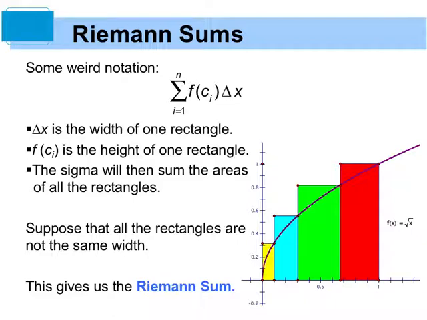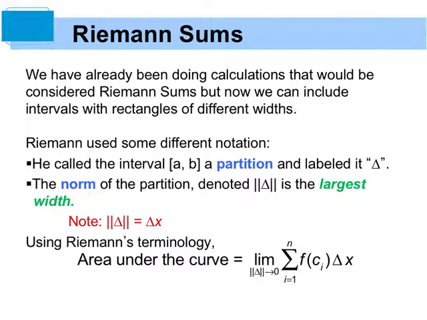Let's use circles. Okay, now things get weird. So Riemann needed some notation to represent what he was doing. So he has delta x, but he changes delta x. Well, first of all, he calls delta x a partition, which we would know just as rectangles.